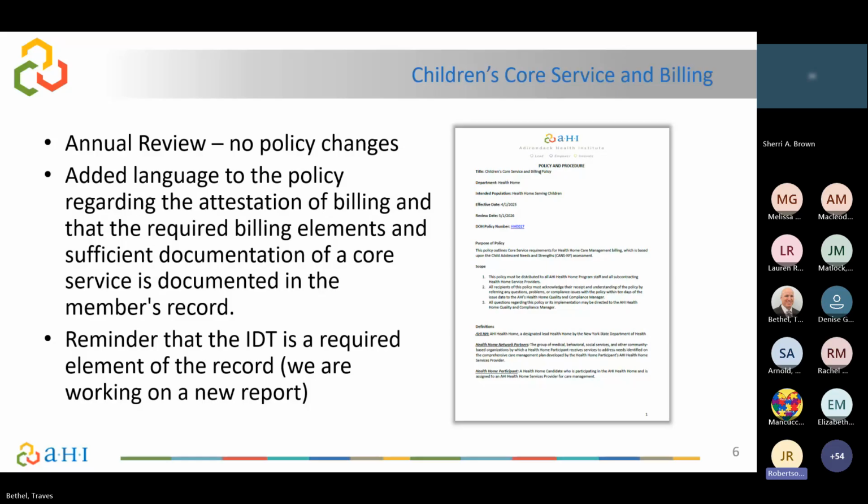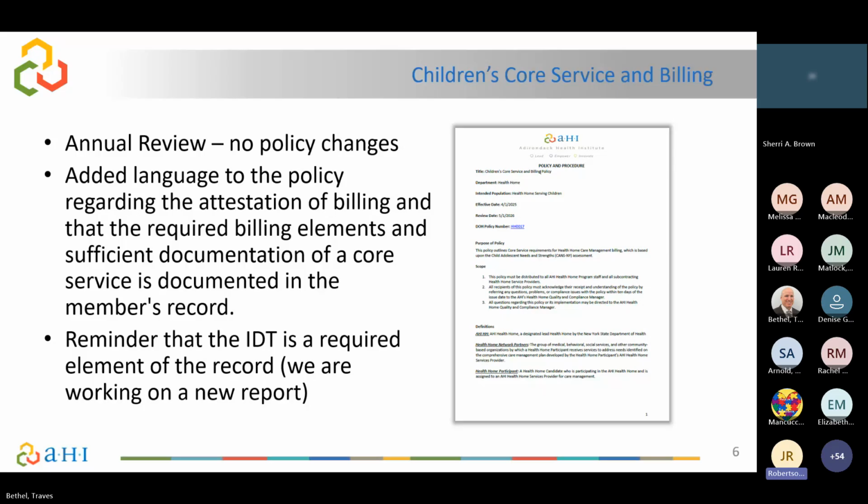Next, we have Children's Core Services and Billing. This is an annual review. There are no changes to this policy. The only language we added was an attestation around billing, but that is the attestation that you already select when you're in NetSmart. Just basically attesting that the information that you put and stated in your core service is true and documented in that member's record. So we just reiterated the same language that is in the NetSmart attestation in this policy as well.